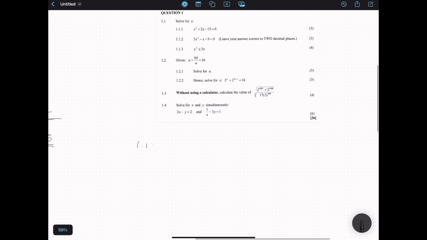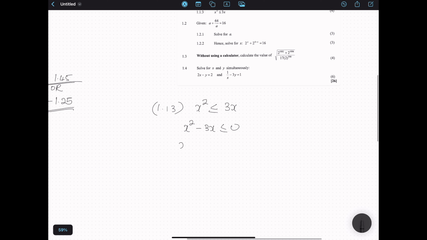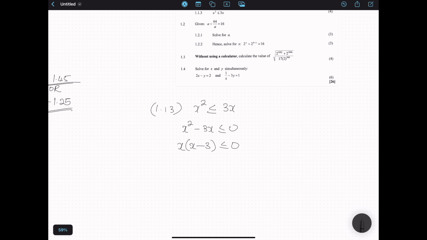Question 1.1.3. We have x squared less than or equals to 3x. To simplify this, we're going to have x squared minus 3x less than or equals to 0. Then we factorize x into x times x minus 3 less than or equals to 0. Then obviously our critical values there, we can see x is equals to 0, or x is equals to positive 3, right?